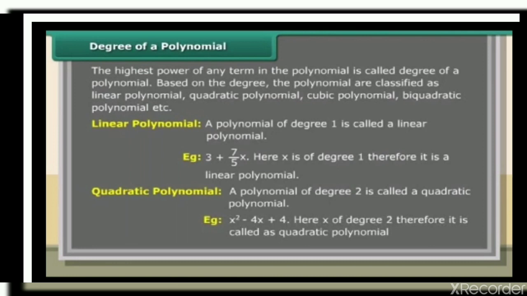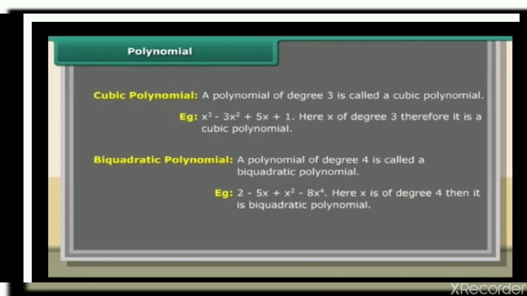So linear polynomial. A polynomial of degree 1 is called a linear polynomial. For example, 3 plus 7 by 5x. Here x is of degree 1, therefore it is a linear polynomial. A polynomial of degree 2 is called a quadratic polynomial. For example, x square minus 4x plus 4. Here x is of degree 2, therefore it is called a quadratic polynomial.